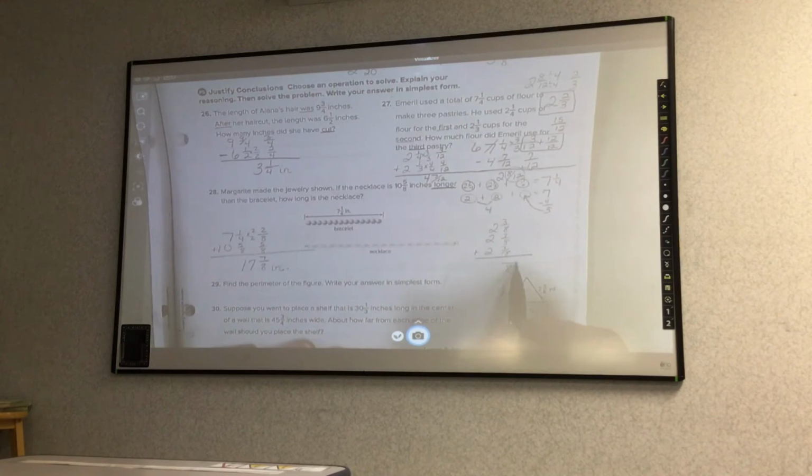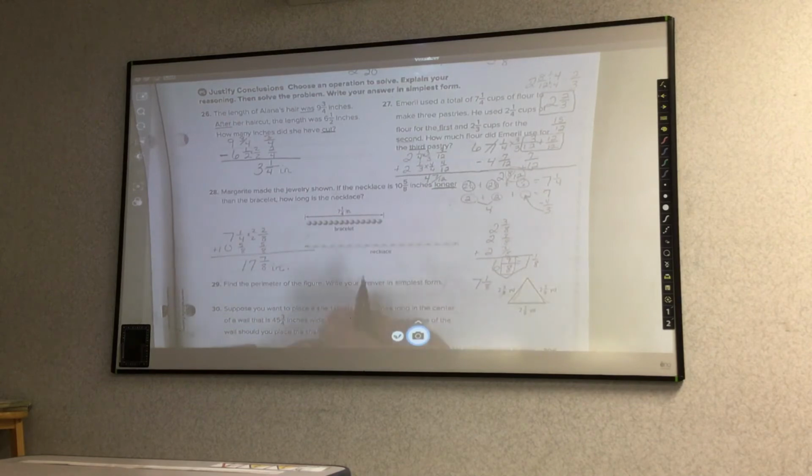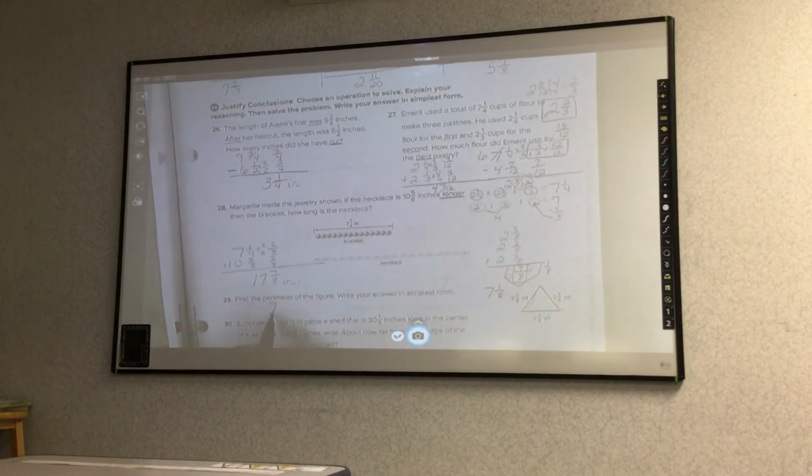8 is going to be the denominator. 3, 6, 9/8. 2, 4, 6. So I have 6 and 9/8. But the 9/8 becomes 1 and 1/8. 6 plus 1 is 7. So it would be 7 and 1/8. So the perimeter is 7 and 1/8, and our label was yards.